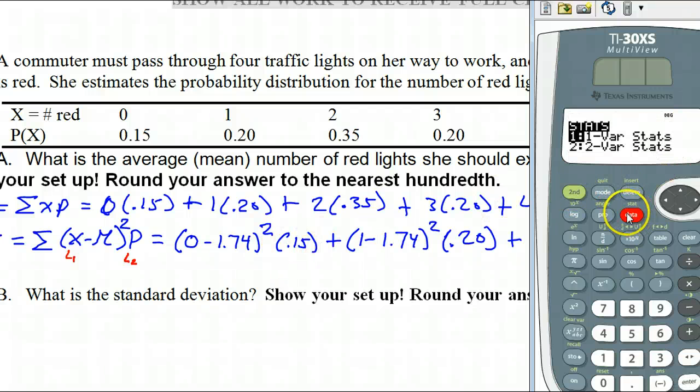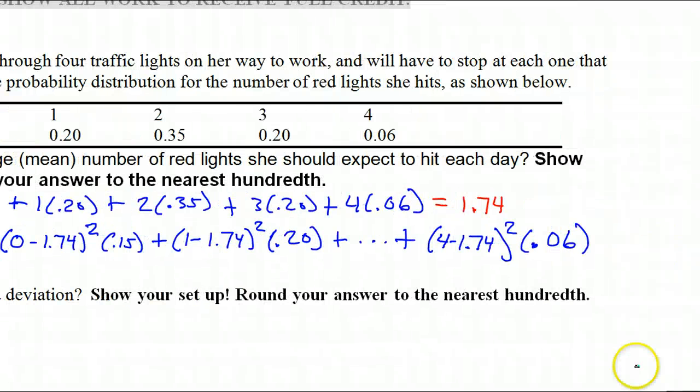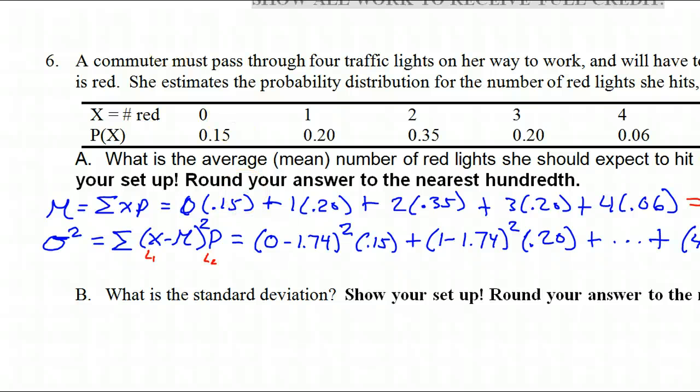I can add them all up by hitting second, data, one variable statistics, and make sure you go over to list 3, because that's where the list is that I want to add up. Okay, scroll down a bit. This item, the sum, this means the sum of all of those terms. So the sum is 1.2113. All right, let me just bring that back over here for a second.